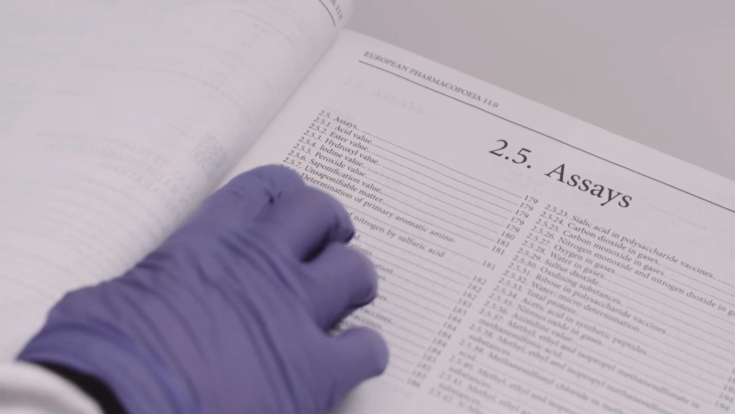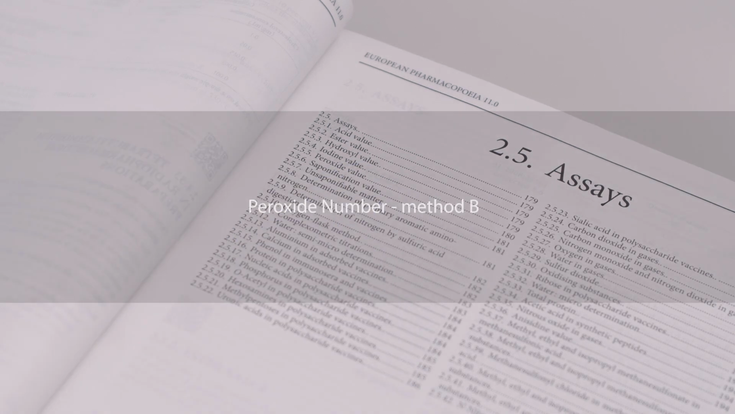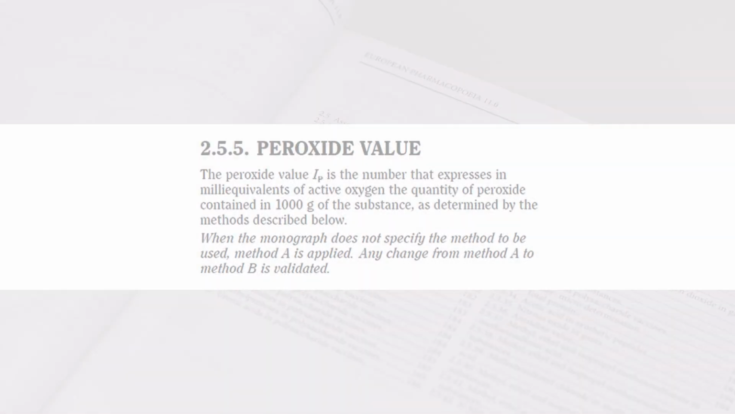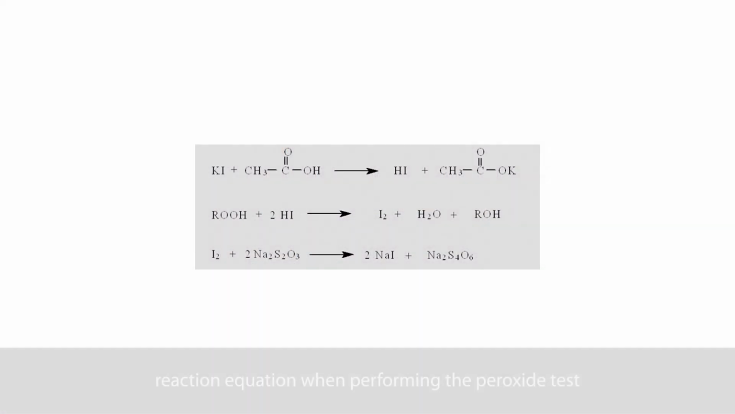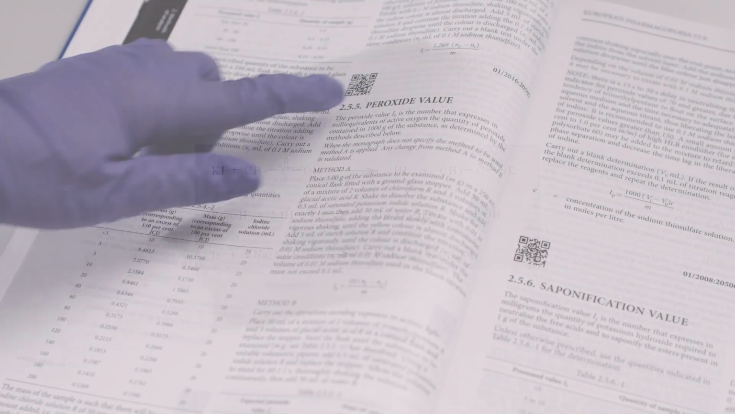The peroxide number, IP, is a number determined via an exercise that tells us in milliequivalents of active oxygen the amount of peroxide in 1000 grams of the preparation or oil. It is an indicator of oxidative damage or rancidity. The active site in oxidation is double bonds reacting with oxygen. The flammability of fats is shown in the early stage of oxidation by the formation of peroxides and hydroperoxides.